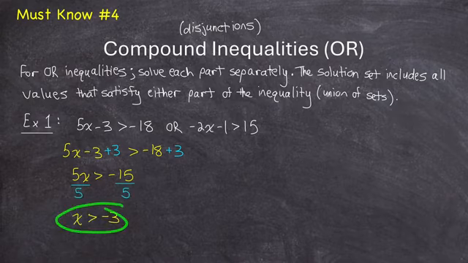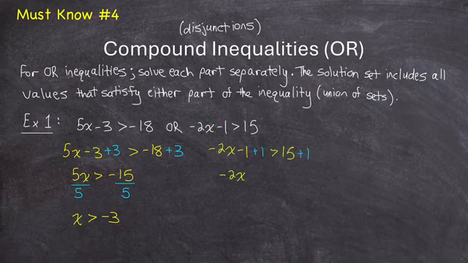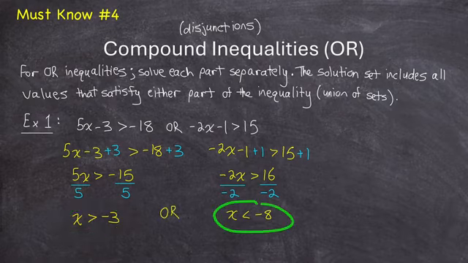So this is the solution to the first inequality in our compound inequality, but my final answer is going to be not only this set of numbers, it's also going to include the set of numbers that satisfy the second inequality, so I have to solve this second one as well. I'll isolate x, first by adding 1 to both sides, giving me negative 2x is greater than 16, and I'll divide both sides by negative 2. I have to remember when dividing by a negative, I have to reverse the inequality. So it'll be x is less than negative 8. So my final answer is x is greater than negative 3 or x is less than negative 8.